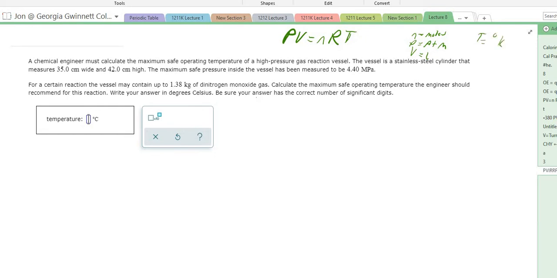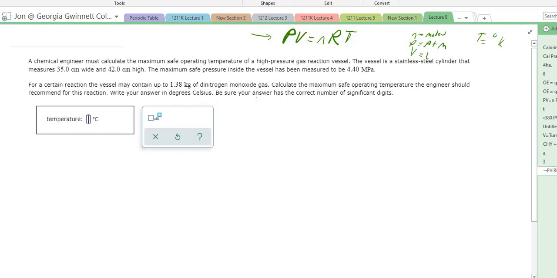One thing that's a little bit tricky is that the answer we get from the ideal gas law will be in degrees Kelvin, but we need to keep in mind that it's asking for the answer in degrees Celsius. So as we do some of these conversions, that's what we have to do. Okay, so let's tackle some of these.